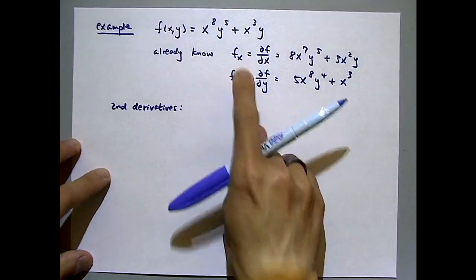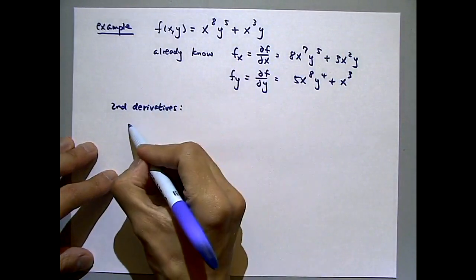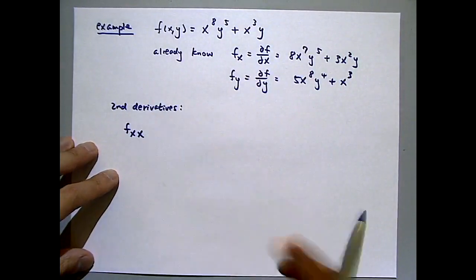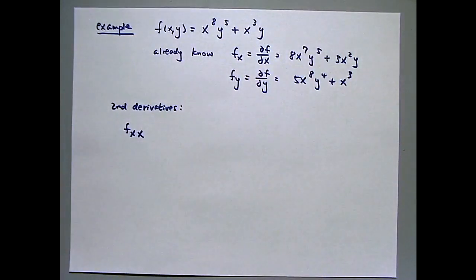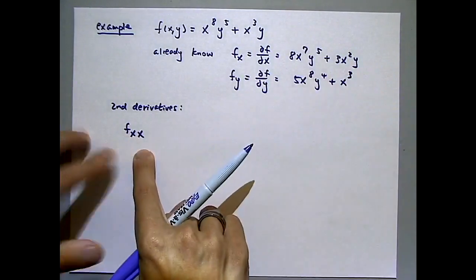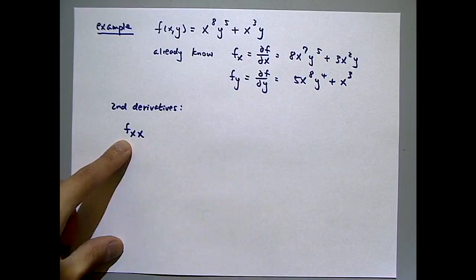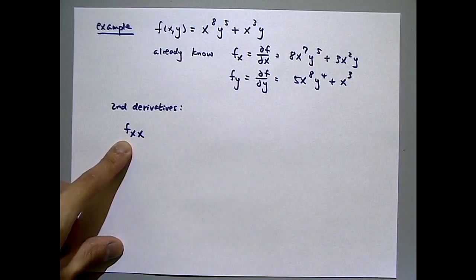Let's start with the second derivative with respect to x. When you see two subscripts here, this is exactly what you think it means. It means that you take the partial with respect to x, then you take the partial with respect to x one more time. So you do it twice. Both times you use x as the variable.